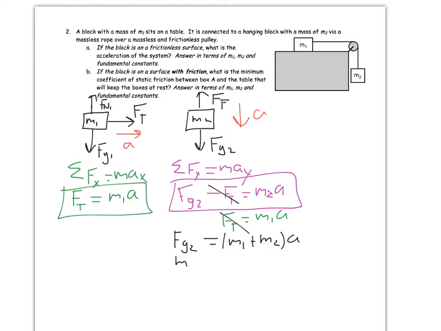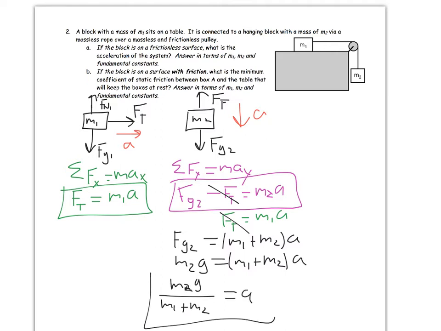Fg2, that's simply m2 times g, so I can make that substitution in there. And what I'm left with then, solving for my acceleration, is m2g over m1 plus m2. And there we have an expression for my acceleration. So that's for situation A.